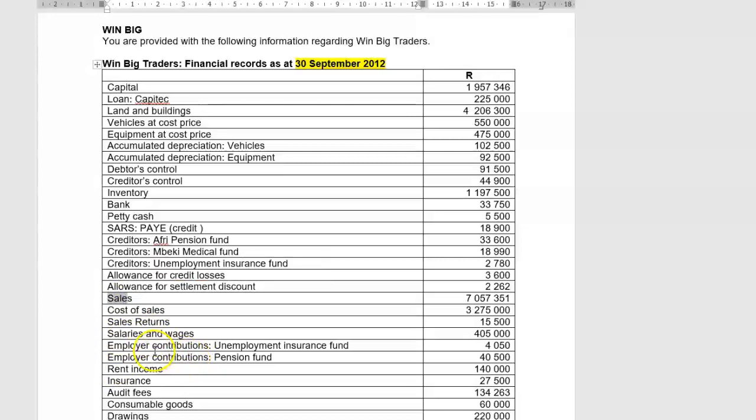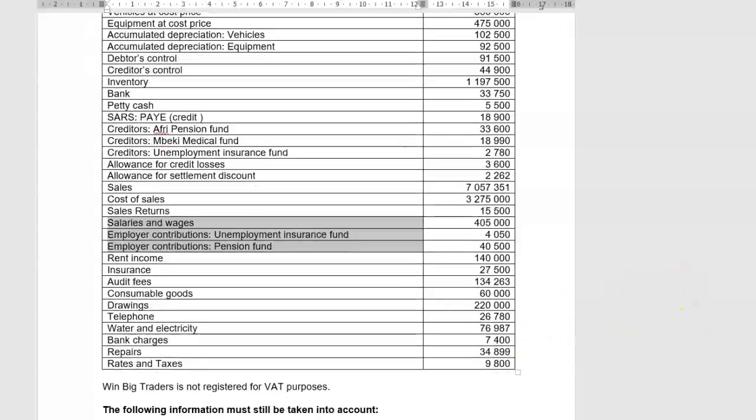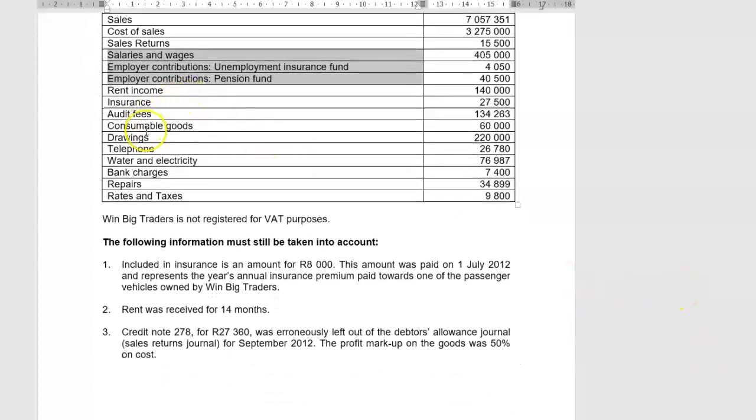Salaries and wages, employer contributions UIF, employer contributions pension fund. Now, all three of those items are salary and salary related costs. Then we have rent income, insurance, audit fees, consumable goods, drawings, telephone, water, electricity, bank charges, repairs, and rates and taxes. Very important, Win Big Traders is not registered for VAT purposes. The following information must still be taken into account.